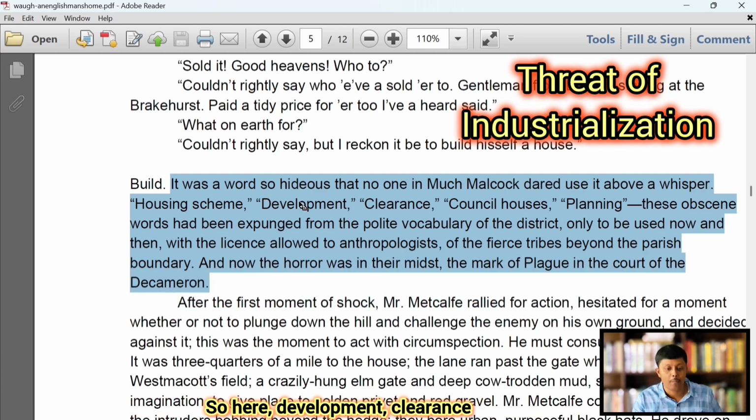So here, development, clearance, these are the words which suggest the threat of industrialization. So something new is going to be built. The people who have bought the land are going to build something which is similar to the industrial revolution, or similar to industrialization. Now, industrialization comes again at the end of the second part, just the beginning of the third part. Let me move to that part.